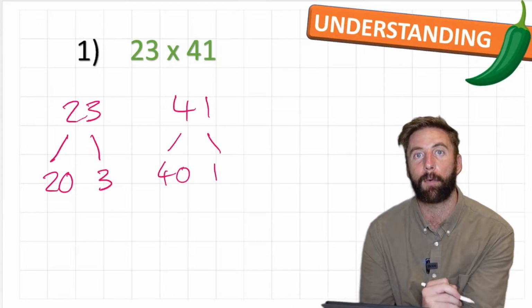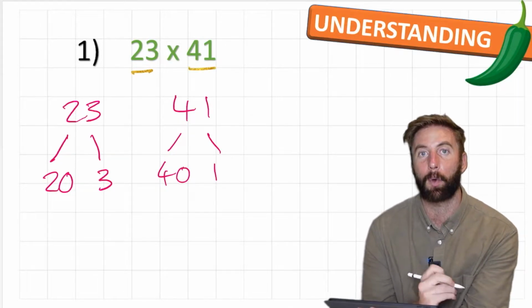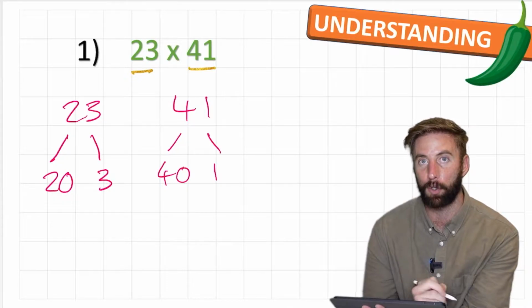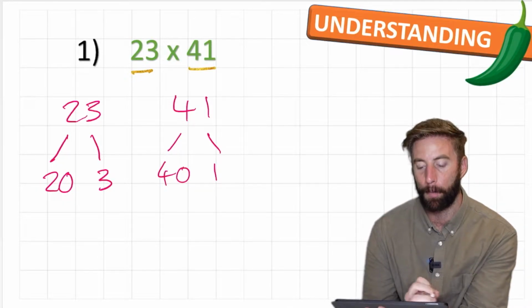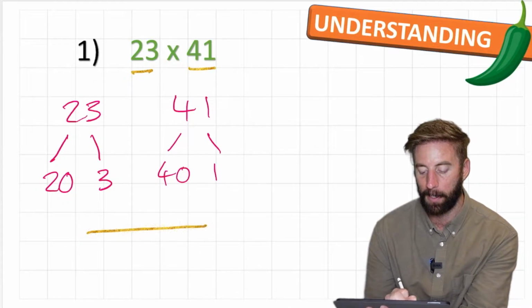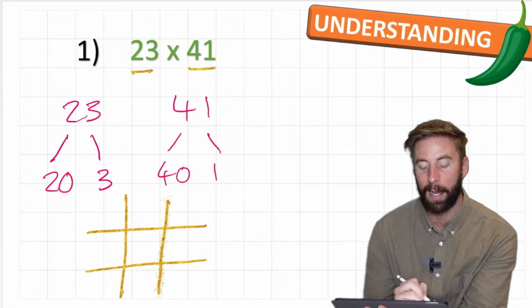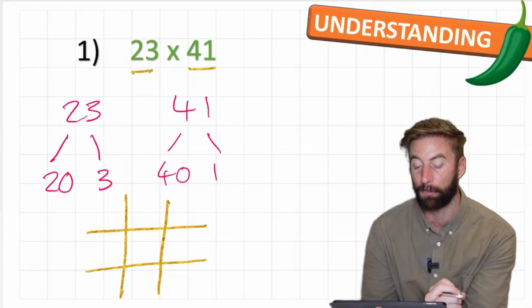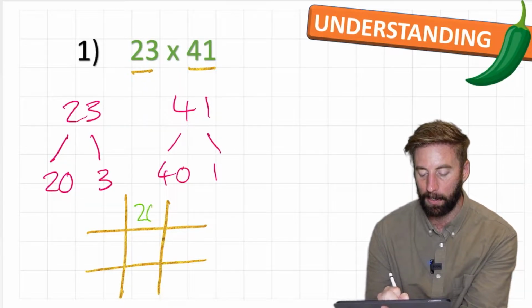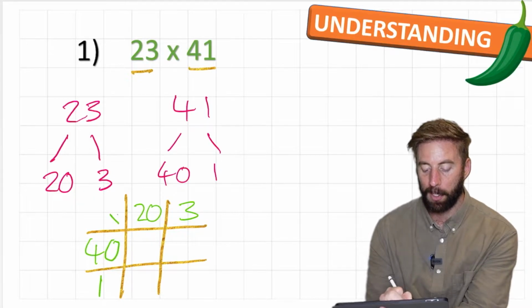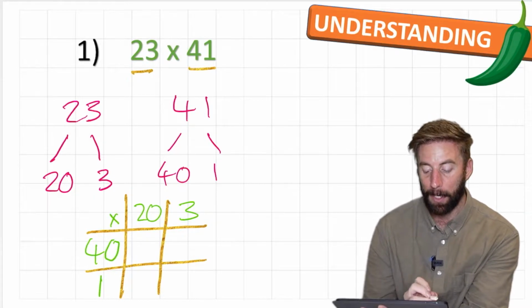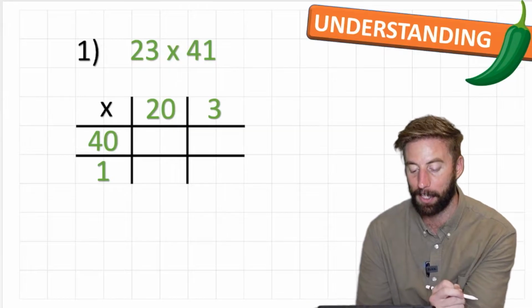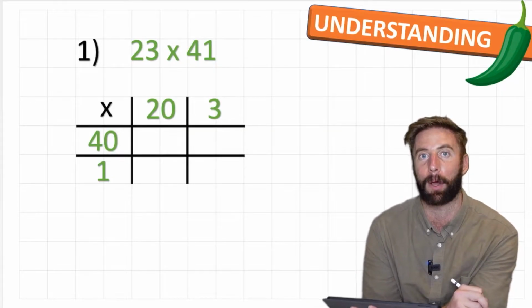And once we've done that, we can make our grid. My question was a 2-digit number by a 2-digit number. So therefore, my grid will be 2 lines by 2 lines. And now I'm just going to put my numbers in place in the partitioned form. So 23 and 41. Put the multiplication sign, but at this point, let's tidy this up a little bit. Okay, so now I'm ready to start to answer my question.